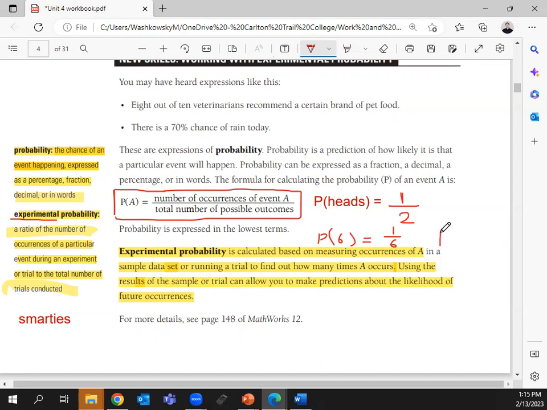What if I wanted to know the probability of rolling an even number on a dice? Rolling an even number on a dice. I know that's hard to read. So there's 3 evens and there's a total of 6 of them, right? So 3/6. You could simplify that to 1/2 as well, but both work, right? We understand what that means.